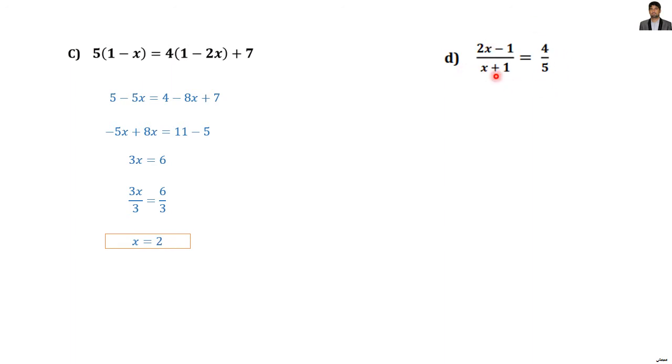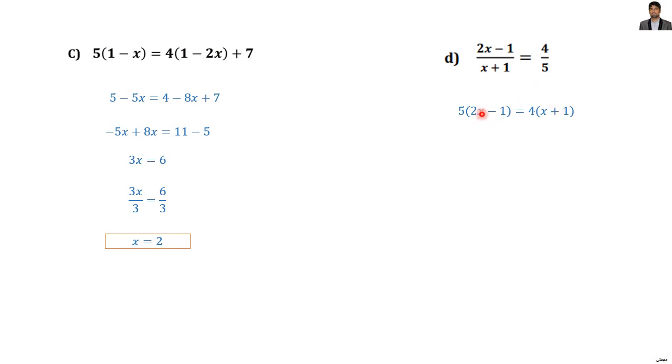Part D. There are two fractions and the equal sign in the center. So we will use cross multiply. Cross. Means 5 goes to the left side and x + 1 goes to the right side. So 5 into 2 - x and x + 1 into 4.